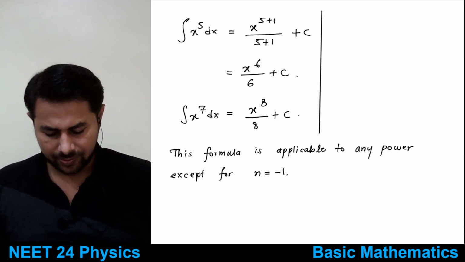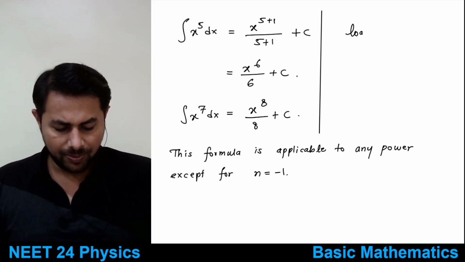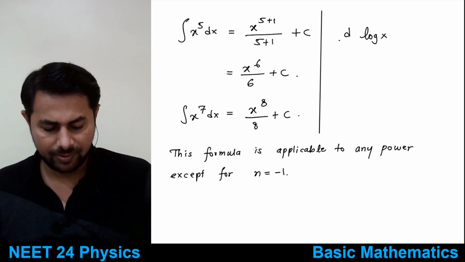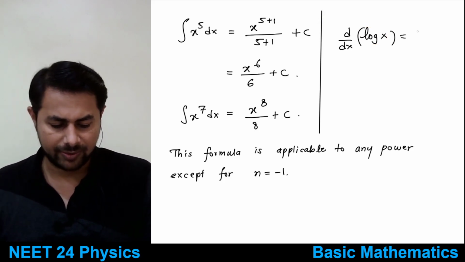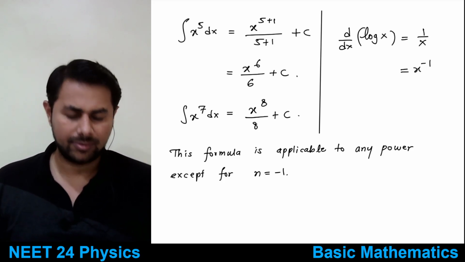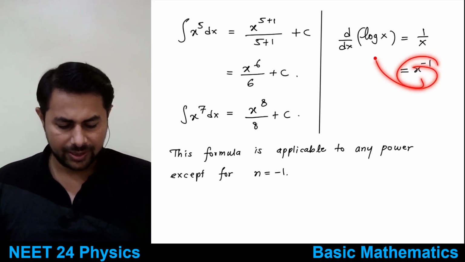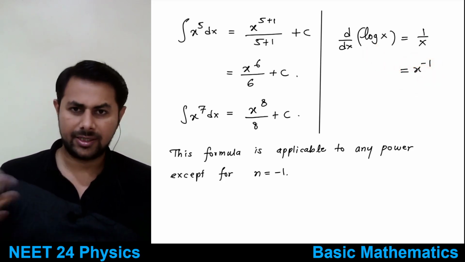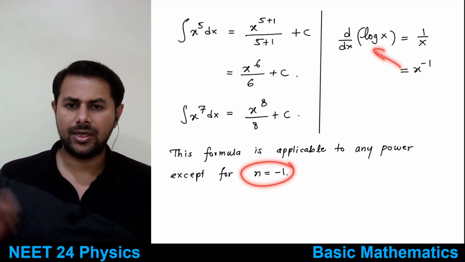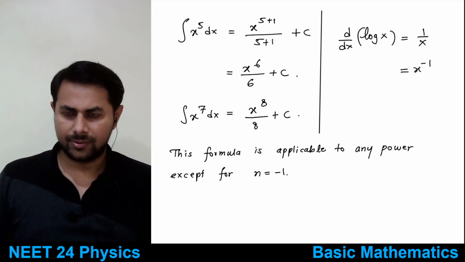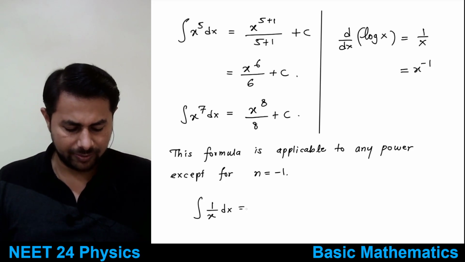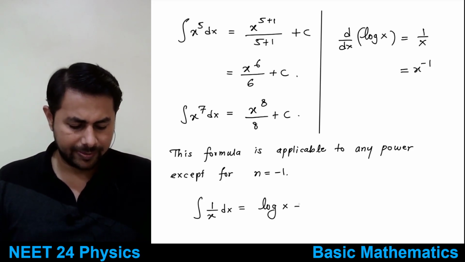Natural log. So if you take log of x, its derivative is 1 by x. So d by dx of log of x is 1 by x, so that is x raised to minus 1. That means if you integrate x raised to minus 1, so n is equal to minus 1, what should you get? You should get log of x. So integration of 1 by x dx is equal to what? Log of x plus c.